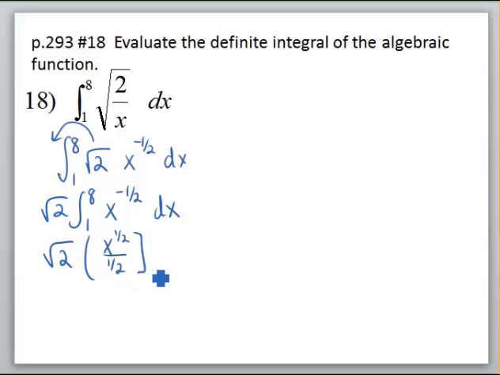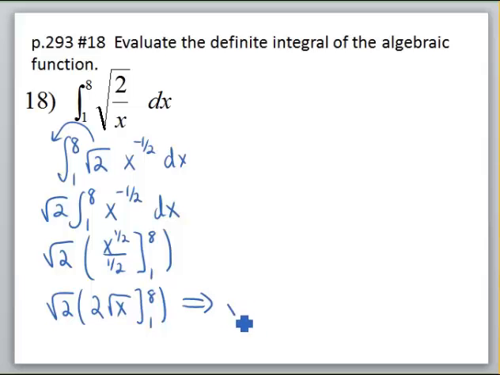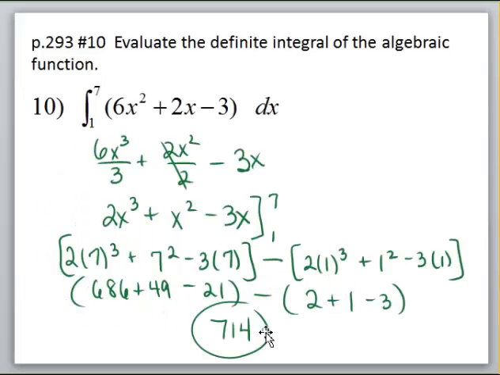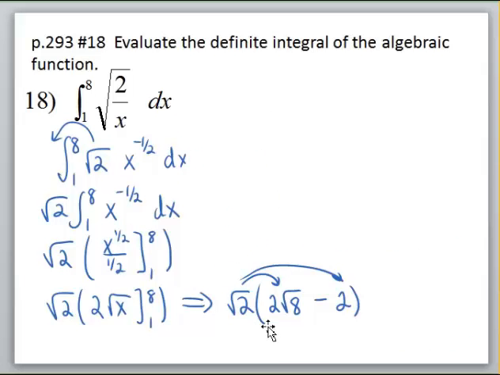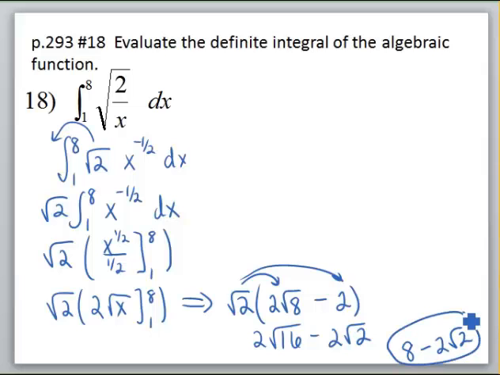And remember, this is a definite integral, so we're using the bounds. So now what I really have is the square root of 2, and then this would be 2 square root of x, and then I'm just going to be plugging in the 1 and the 8. So what that gives me is the square root of 2 times, when I plug in the 8, 2 square root of 8, minus, plug in the 1, 2. I can distribute this out. This gives me 2 square root of 16 minus 2 square root of 2. 2 square root of 16 is 8 minus 2 square root of 2. This is as far as I'm going to take it.